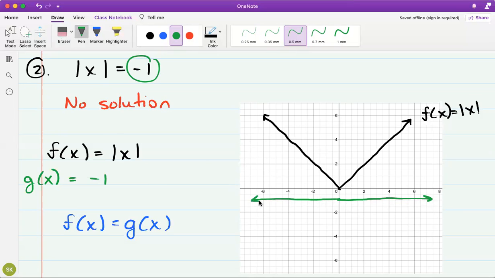And so we ask ourselves, where do these two functions intersect? And you can see that they don't intersect at all. And since they don't intersect, there is no solution. So again, there's two ways to think about this. You can say, oh, absolute value can never be a negative, so there's no solution. Or you could graph the left and the right-hand side as different functions and see where they intersect. And if they don't intersect, there's no solution.